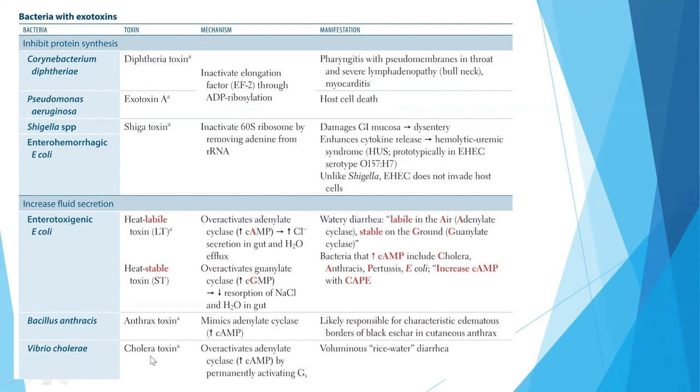Vibrio cholerae produces cholera toxin, and it overactivates adenylate cyclase, increasing cAMP by permanently activating the Gs protein and receptor. So it can cause voluminous rice-water diarrhea. So all these toxins increase fluid secretion, and all of this will cause watery diarrhea.